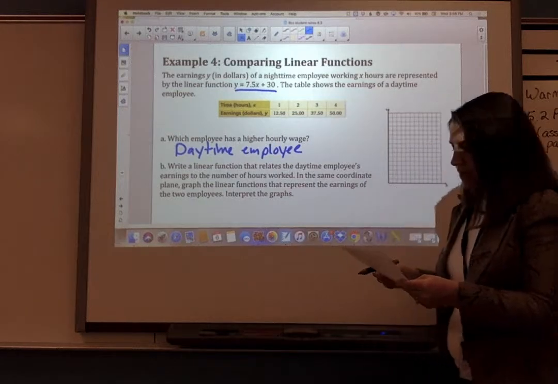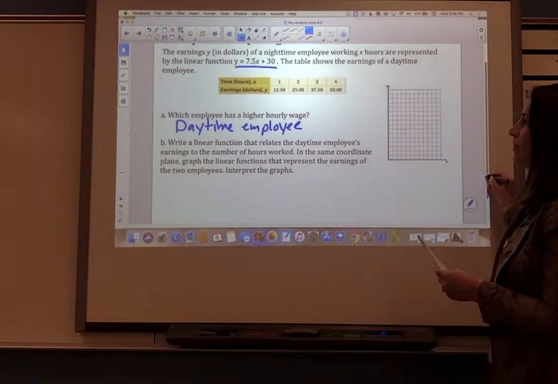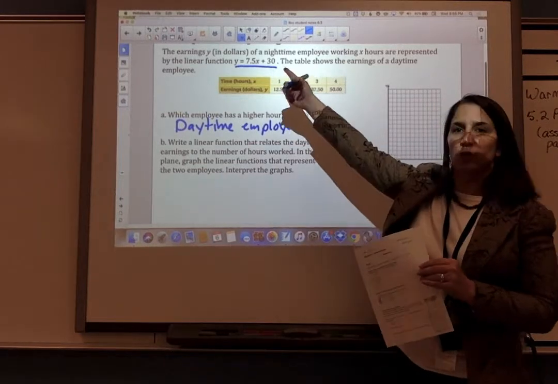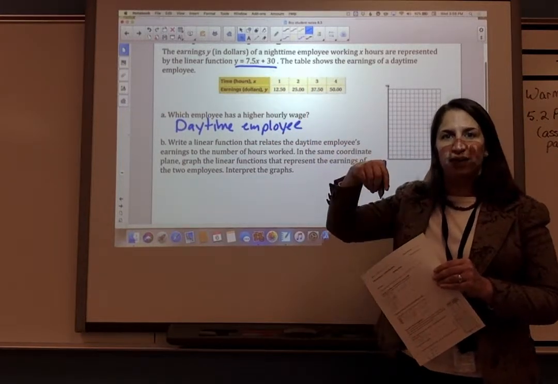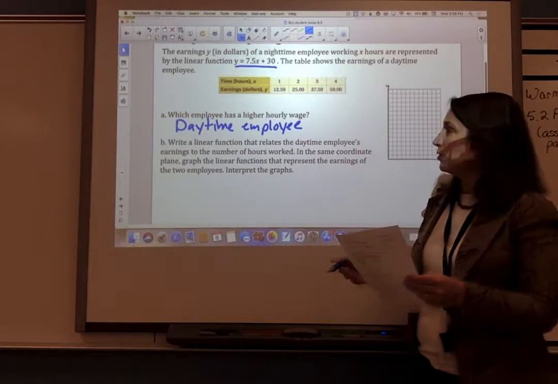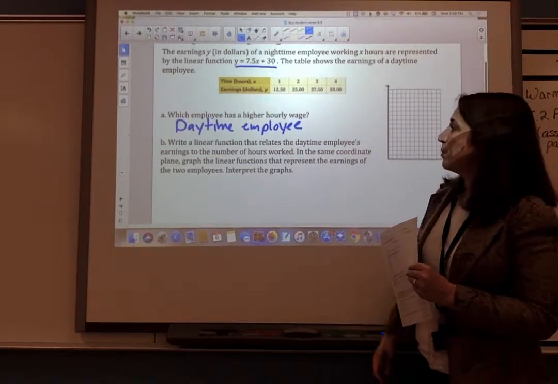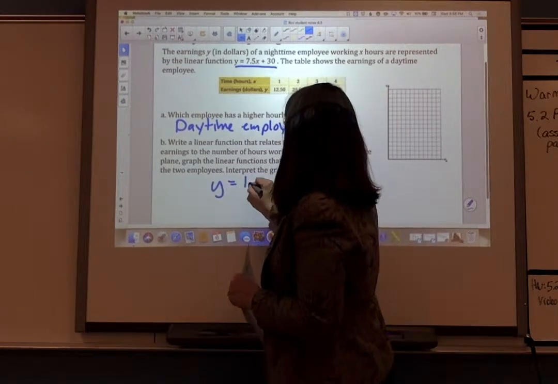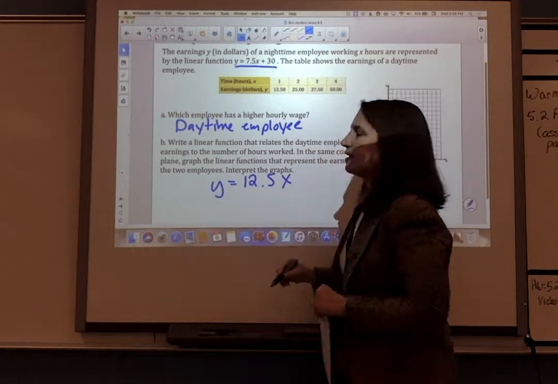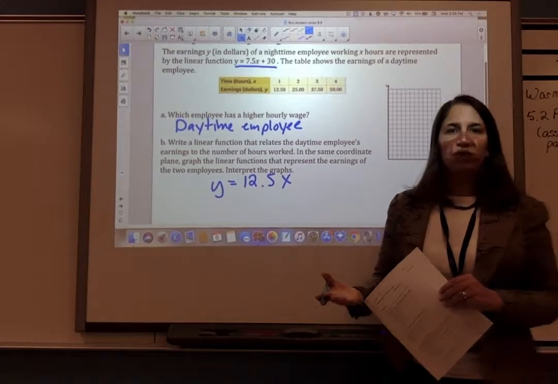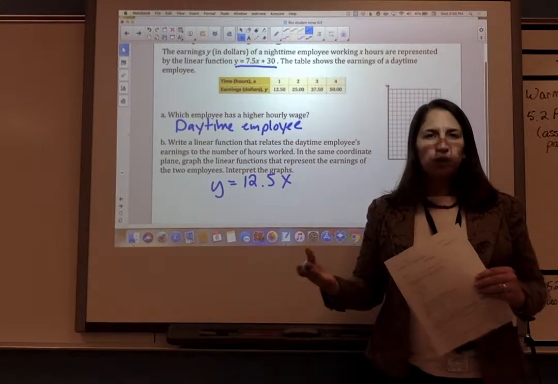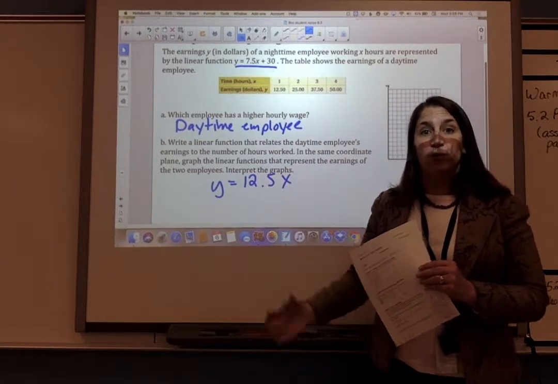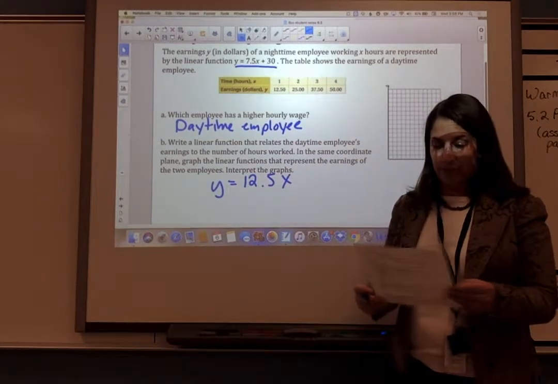Okay. Now we're going to write a linear function that relates the daytime employee's earnings to the number of hours worked. We have a linear function for the nighttime employee. The daytime employee, this is a proportional relationship. So we have y equals 12.5x. Every hour they're making $12.50. There's no bonus or anything on top of that that would give us a y-intercept other than 0 like we have in the nighttime employee.